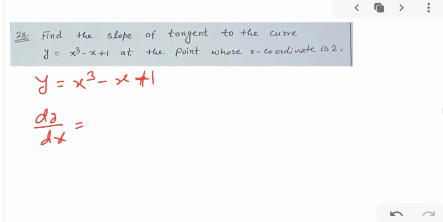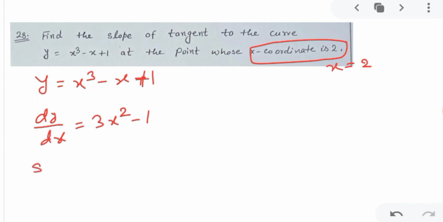So what will be dy upon dx? This is very simple. The derivative of x cube will be 3x square, and the derivative of minus x will be minus 1, and of the constant 1 will be 0. So this will be our derivative, 3x square minus 1. Now we have to find the slope at the x coordinate 2, means the x value is given as 2.